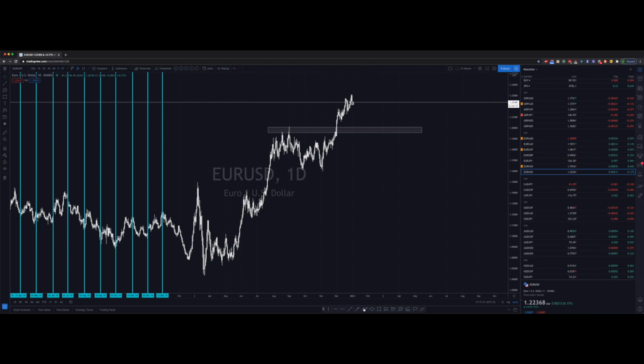So what I'll be looking for on this pair would be a push back into this level with rejection, and then a further push up, right? So if we see something like that set up, then that might be cool. I'll be looking for that. And let's see, I might get some confluence here.